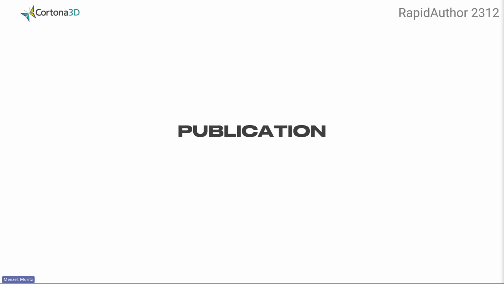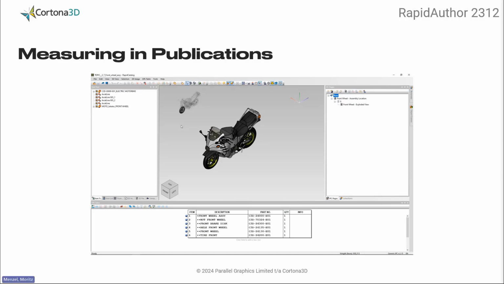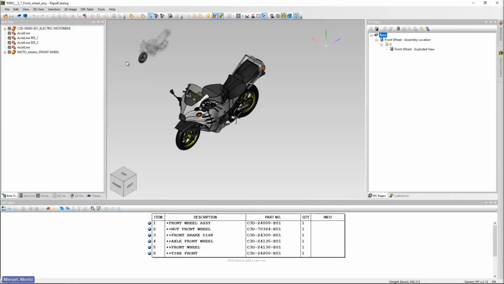This was a sneak peek of new functionality to improve efficiency in the creation of 2D illustrations, and now let's look at the last step of the authoring workflow, the publication. With 23.12, 3 new publish options are now available for your interactive publications.